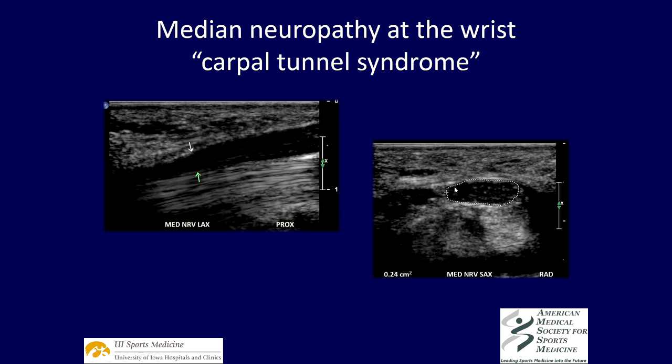Here we see a short axis view and a cross-sectional measurement that's grossly abnormal at 0.24. So many times these will be not within that borderline zone, but actually quite large, as we can see here. And this is a long axis view of the same, and this is one of the other things we look for, this focal swelling, so you can see the abrupt change in the nerve at the site of compression.